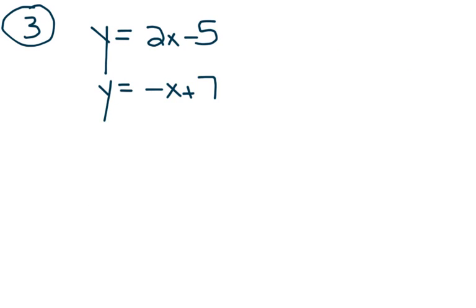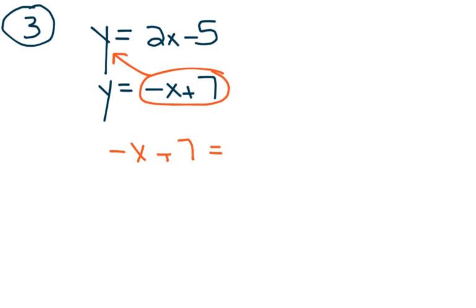In problem number 3, it says a plane is heading to an airport at a path of y equals 2x minus 5, and another plane is heading to the same airport with the equation y equals negative x plus 7. What are the coordinates of the airport? Really what they want to know is, what is the point of intersection of these 2 lines? Algebraically, the easiest way to do this problem is via substitution, if you want to do it algebraically.